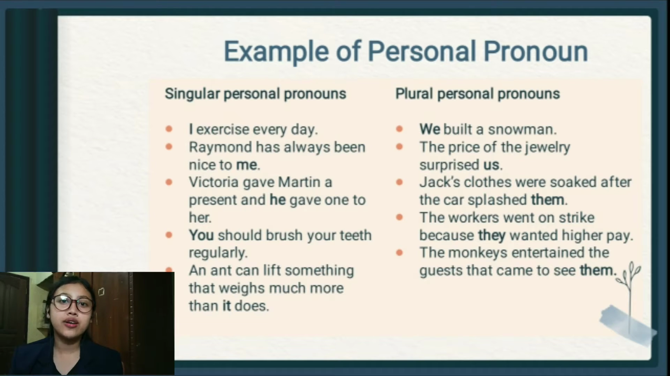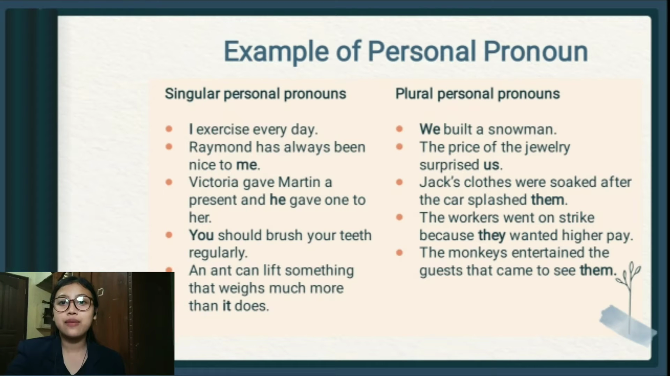Alright everyone, here are examples of each personal pronoun. In singular pronouns, for the first one: I exercise every day. For the second one: Raymond has always been nice to me. And then: Victoria gave Martin a present and he gave one to her. And then: you should brush your teeth regularly. And the last one: an ant can lift something that weighs much more than it does.